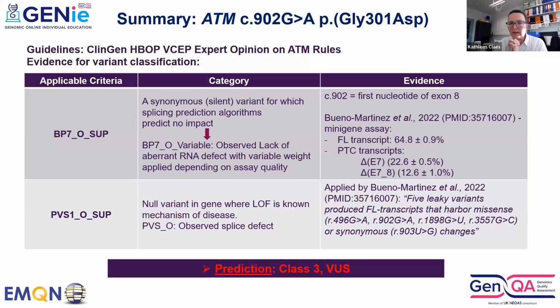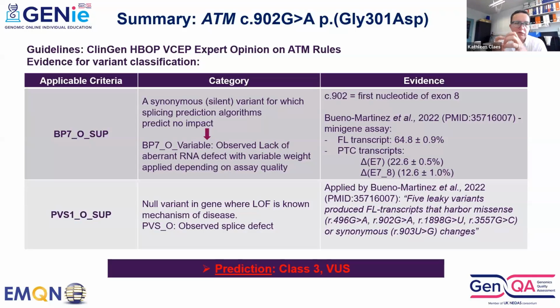In the literature, there is one publication that investigated this variant using a minigene assay, and they observed that from the mutant allele, there is still about 65% of full-length transcript transcribed. However, they observed some protein-truncating transcripts lacking exon 7 and lacking exons 7 and 8 at a lower prevalence. So we can really see that people applied PVS1 for that.